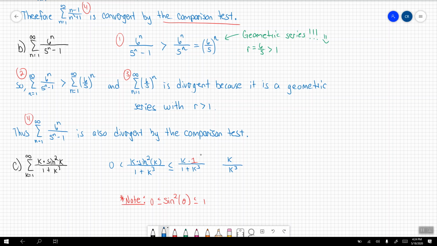Now, which one's larger, the one on the left or the one on the right? Well, on the left we're adding 1, and on the right we remove that 1, which means a larger denominator on the left means a smaller fraction. On the right I have a smaller denominator, which means a larger fraction, which means this one is larger. But in doing so, look at what we just found.